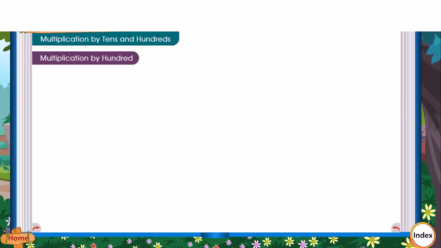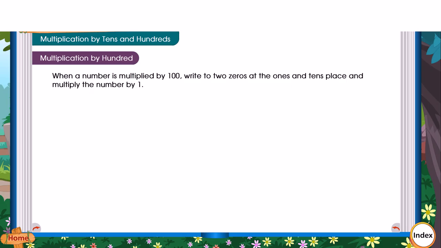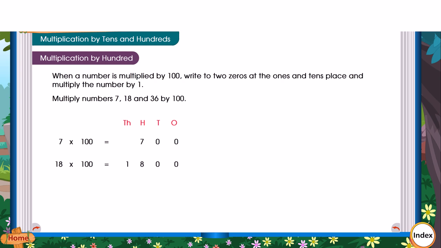Multiplication by 100. When a number is multiplied by 100, write 2 zeros at the ones and tens place and multiply the number by 1. Multiply numbers 7, 18 and 36 by 100. 7 into 100 is equal to 700. 18 into 100 is equal to 1800. 36 into 100 is equal to 3600.